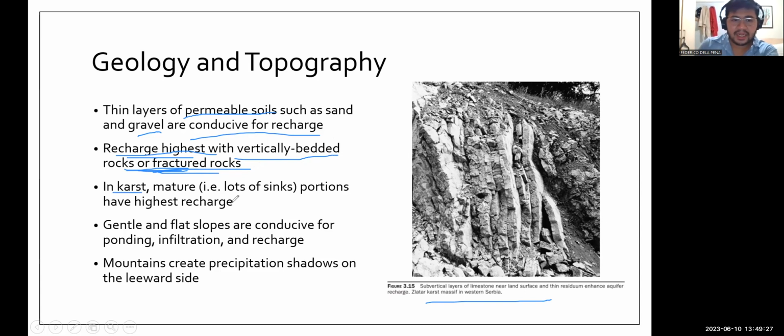In karst areas or in limestone areas, the mature portions can have the highest recharge. Basically, because in mature areas of the karst, you have very, very huge sinks or large caverns that can actually take up a lot of water from the surface. In terms of topography, gentle and flat slopes are more conducive for ponding and infiltration and recharge. And mountains, of course, can create precipitation shadows on the leeward side. So this is what's happening in your Ilocos region. Basically, your mountain here is your Cordillera region, and you're basically getting precipitation shadow on the Ilocos side of the Philippines.